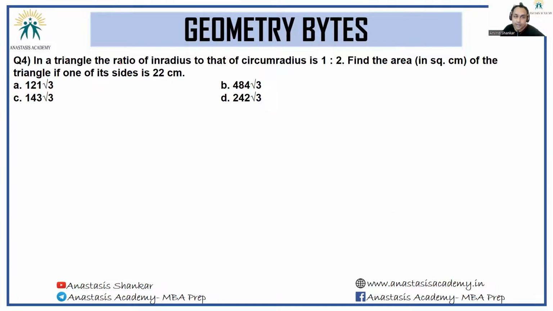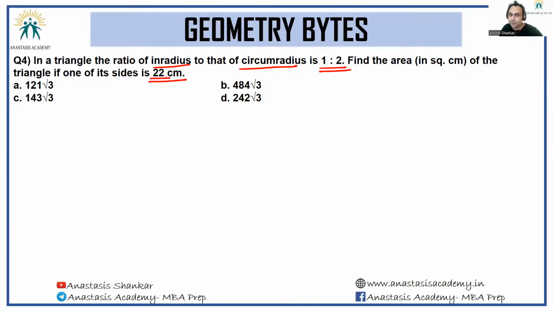Next, in a triangle, the ratio of inradius to that of circumradius is 1:2. Find the area in square centimeter of the triangle if one of its sides is 22 centimeters. Again, this is a basic insight. The only triangle where this is true, where the inradius and circumradius are in this ratio, is one where the incenter, circumcenter, and centroid are at the same point, and this only happens in an equilateral triangle.